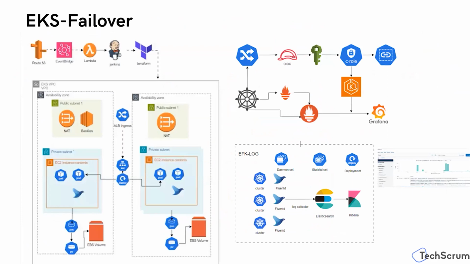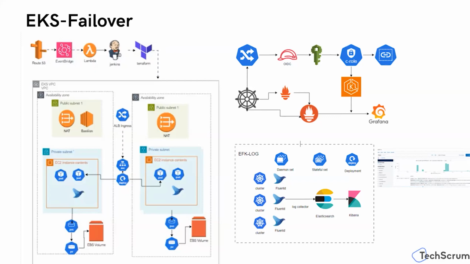Also, we set up the horizontal pod autoscaler and the cluster autoscaler to ensure high availability and performance while optimizing resources. We also set up a bastion host to access resources securely. Using persistent volume claims and AWS EBS volumes ensures data persistence.